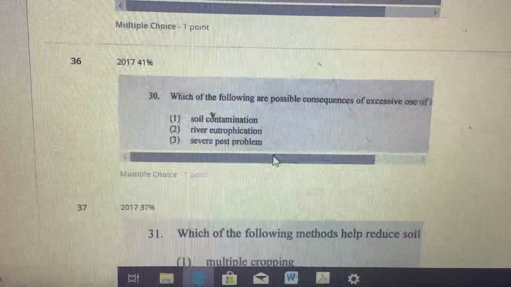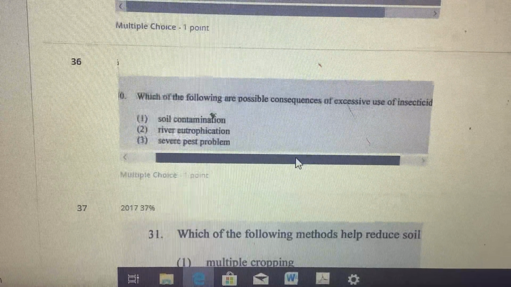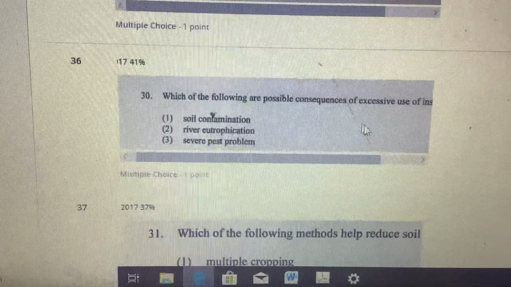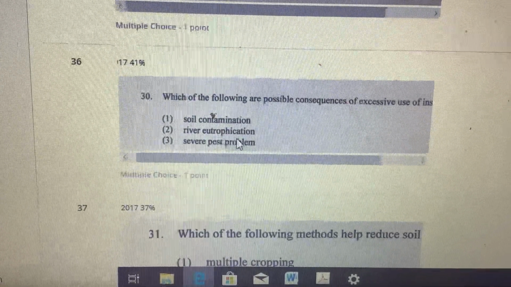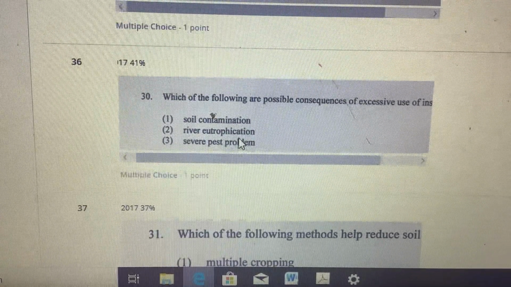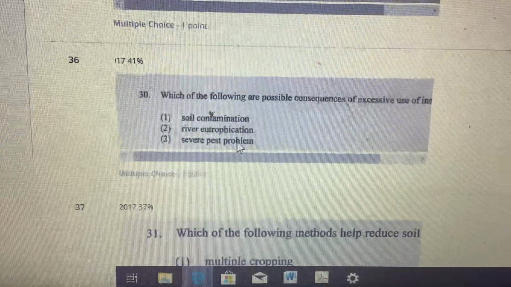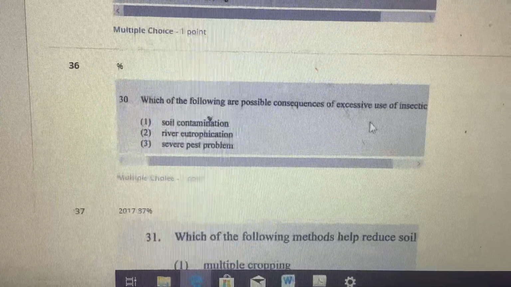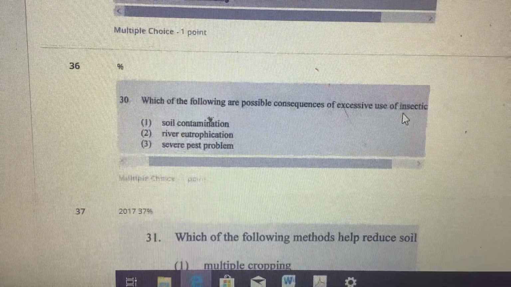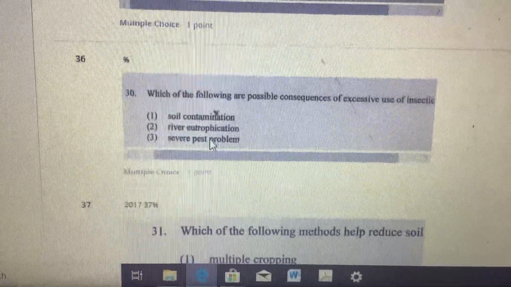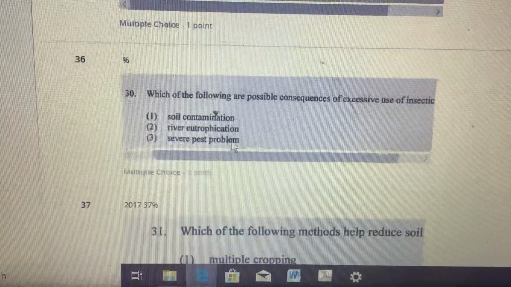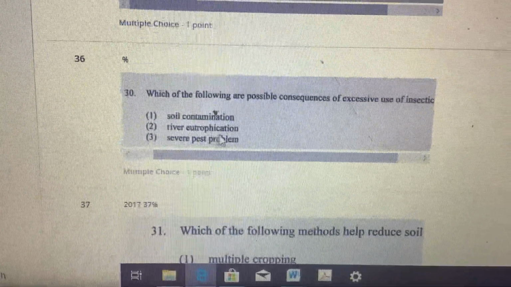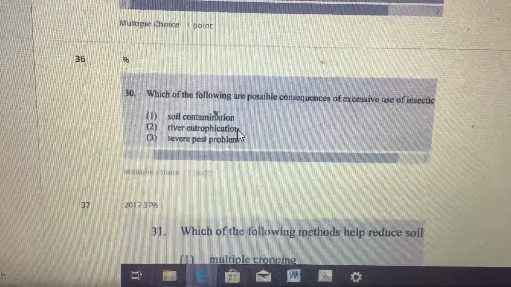Which of the following is a consequence of the excessive use of insecticide? Soil contamination, right? And eutrophication is just for fertilizer. More severe pest problem it may cause, because if we put too much insecticide into the field, it may nurture the super pest. Then the pest problem will become more severe. It should be number 1 and number 3. And number 2 is definitely wrong because it is about the fertilizer.